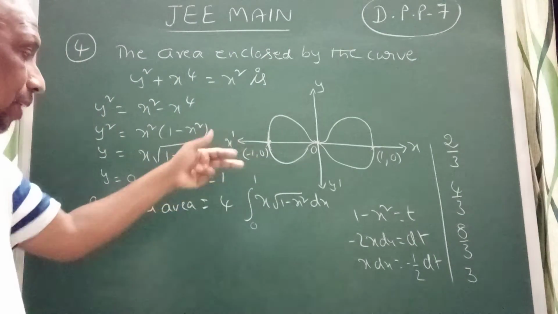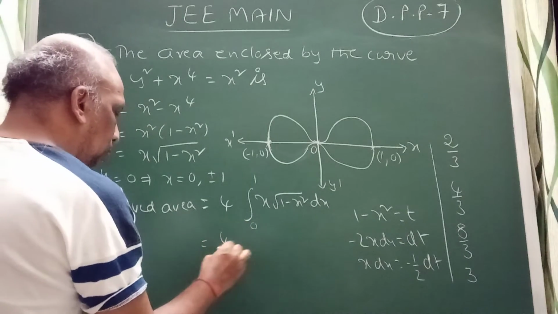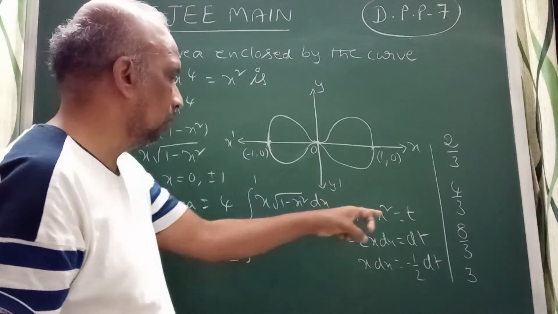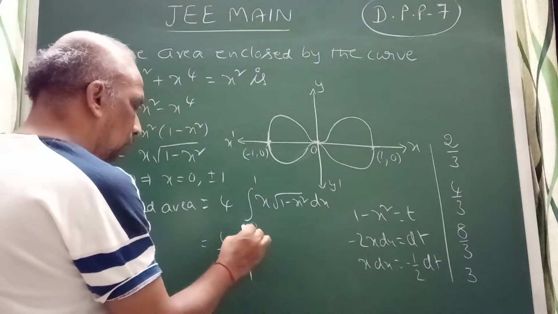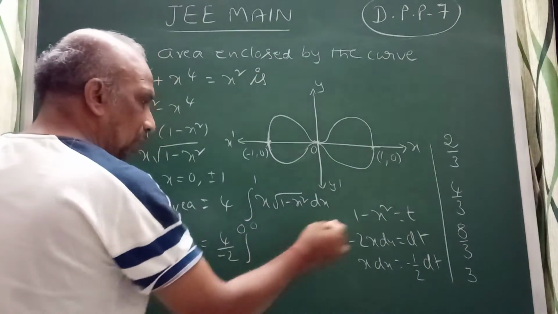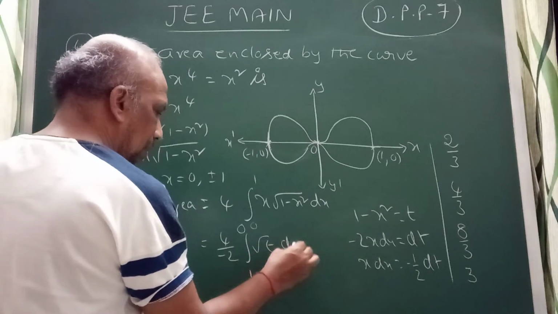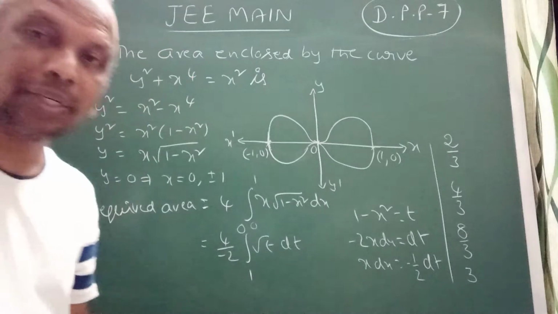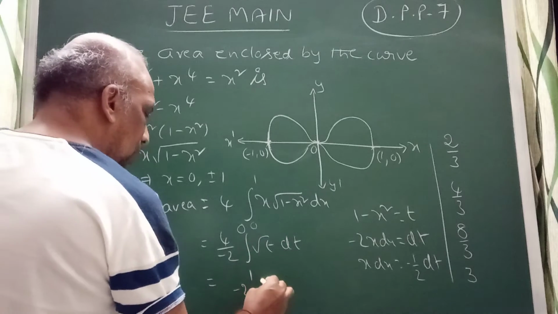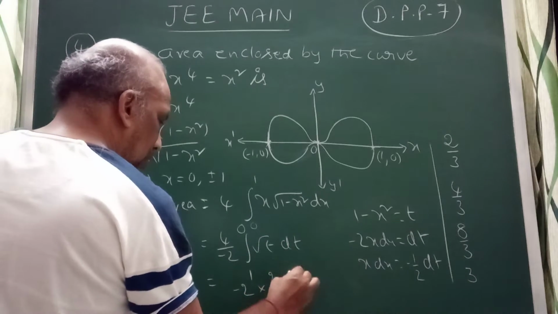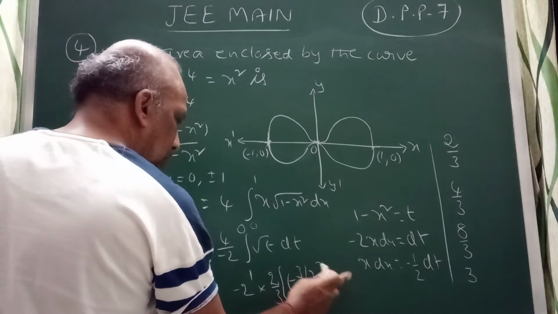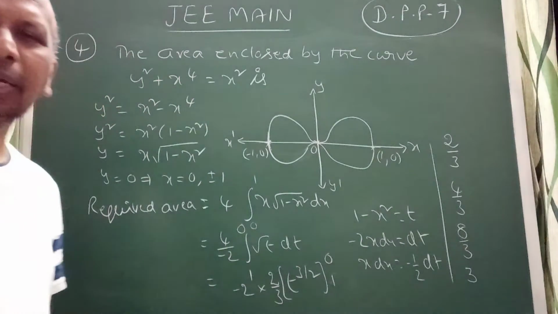At the same time I can change the limits. This will become 4 by minus 2. When x tends to 0, t tends to 1, and when x approaches 1, t tends to 0. So x dx is minus 1 by 2 dt, and we get root t dt. The integral of root t dt, I can write as 2 by 3 t power 3 by 2. Limits I can apply from 1 to 0.